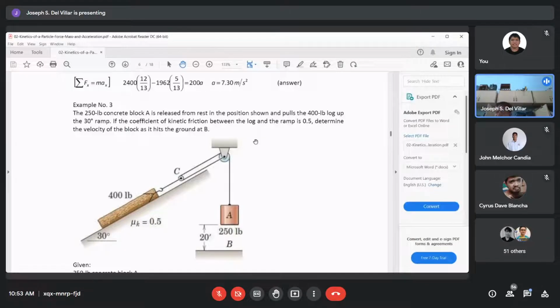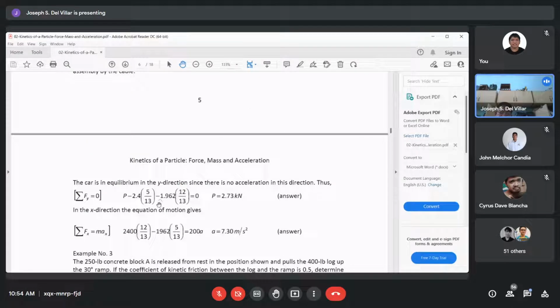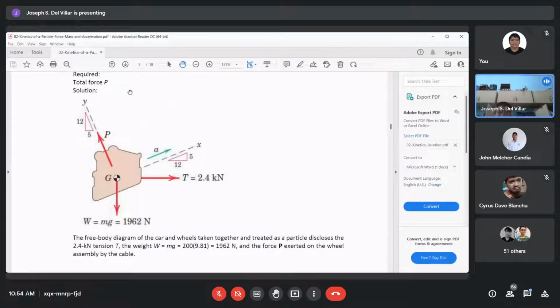Did you understand yung ano? Did you understand here? Do I need to show you kung bakit 5 over 13, 12 over 13? Kailangan ko bang ipakita? Ha? Kasi parang walang imik kayo, no? Do I need to show? Sige po, sir. Hmm?